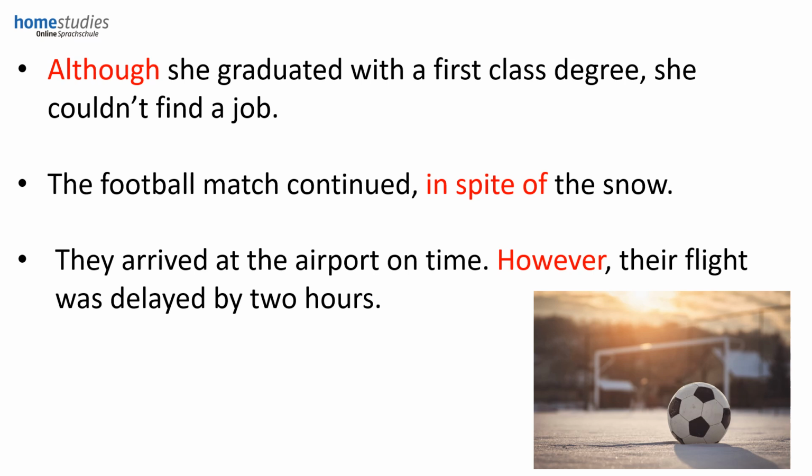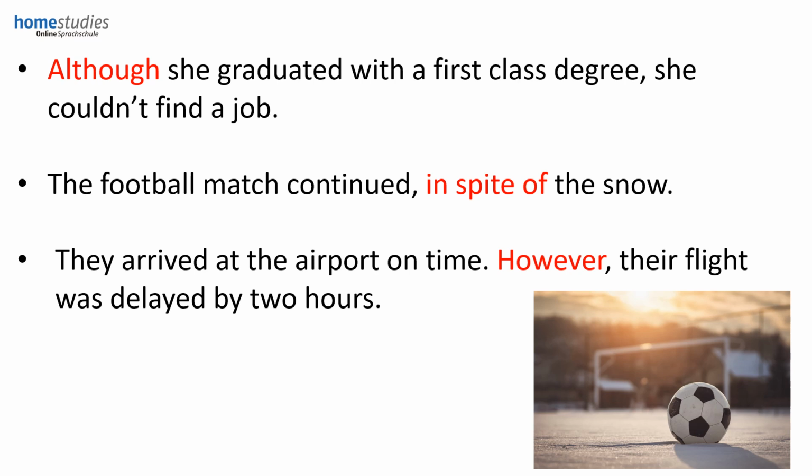Now, although, despite, and in spite of introduce the idea of contrast. So with these words, we usually have two halves of a sentence, separated by a comma. Although she graduated with a first-class degree, comma, she couldn't find a job. Similarly, look at the second one. The football match continued, comma, in spite of the snow.